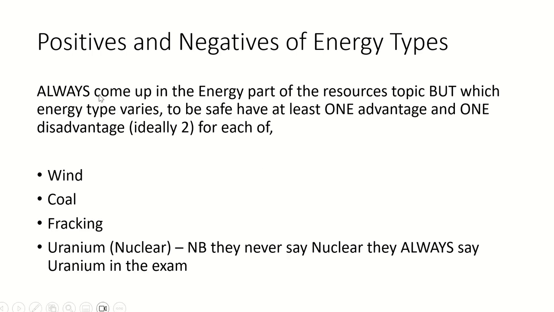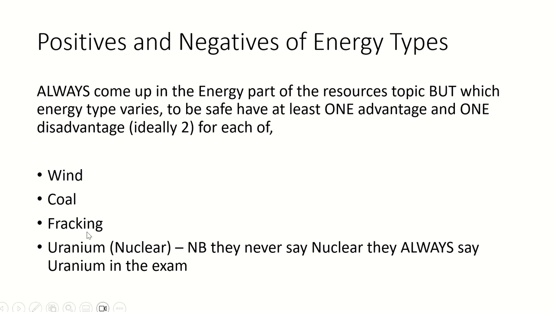Also, a real banker always comes up, so you can get marks here guaranteed. Knowing positives and negatives of different energy types. So what I would say is, for each of these four things, make sure you know a positive and a negative. Ideally two, but one should be enough of each of them. So wind, no CO2 is produced. It's free and renewable. However, it can disrupt migrating birds and it's not popular and the wind doesn't always blow, so it's not reliable. Coal, it produces masses of energy for a very low cost. That can lower bills. But it's very dangerous to mine and it can produce CO2, which harms the environment.